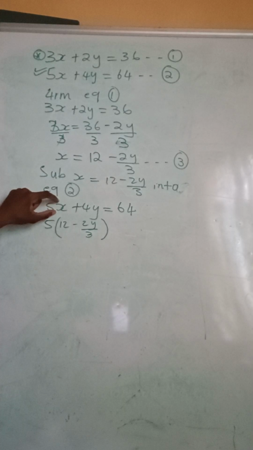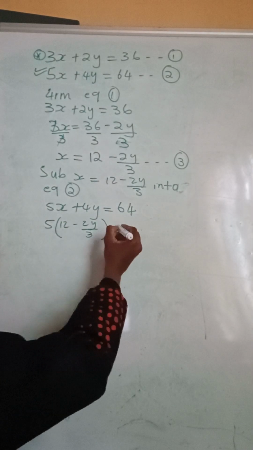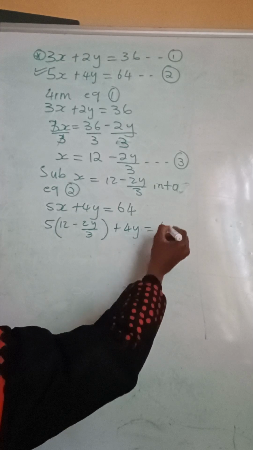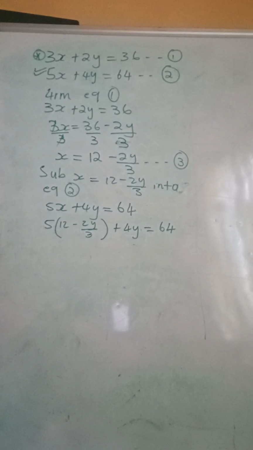It was for this part. Now I'm left with how much? Plus 4y, which is equal to how much? Which is equal to 64.